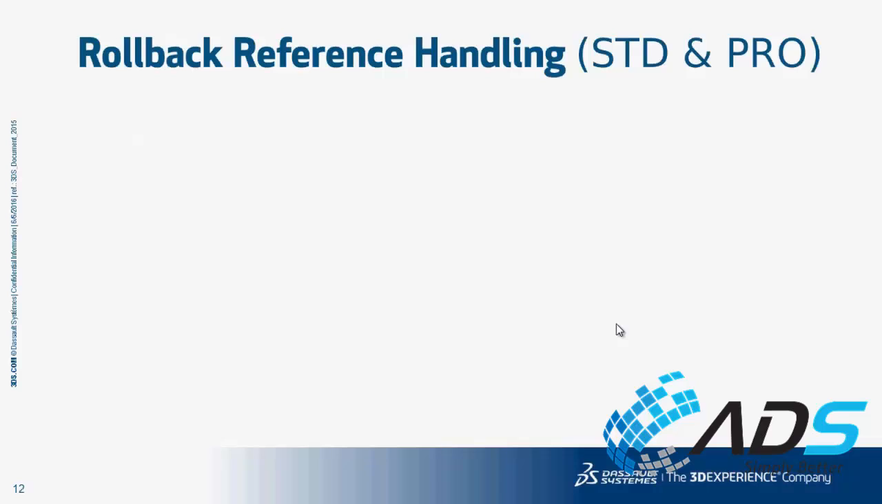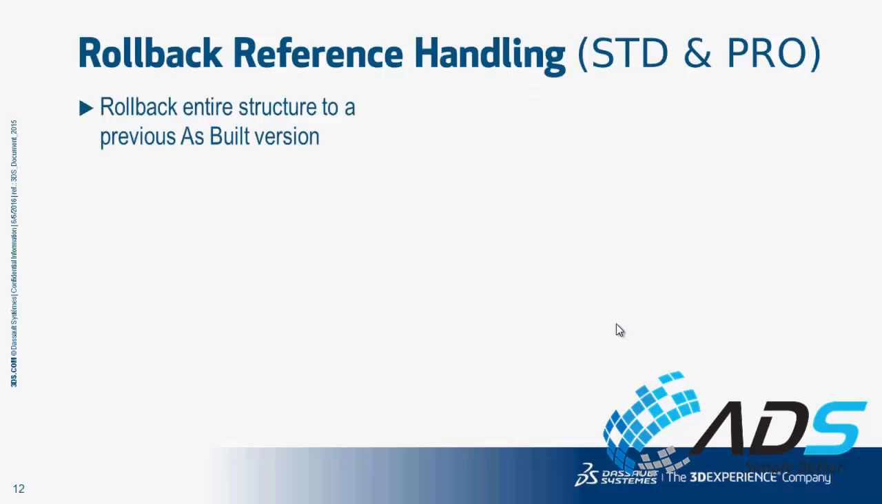So rollback has been something that companies have tended to stay away from because of some of the complexities. So in 2017, we're enabling the rollback of an entire structure to a previous as-built version. In 2016 and prior, you had to do one file at a time.